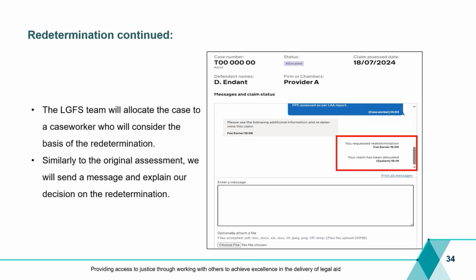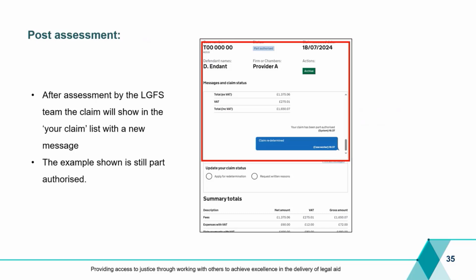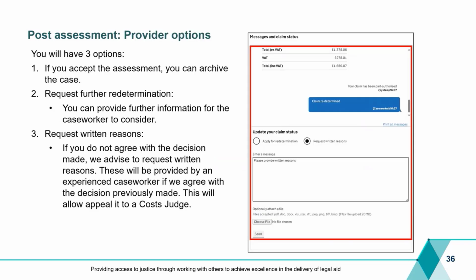Once the claim has been redetermined, if additional fees have been authorized, you will see an updated breakdown in the messaging box. You will also again receive a message explaining our decision if it is refused or part authorized. Once the claim has been redetermined, if the claim is still part authorized or refused, you will see a new message informing you of that decision.